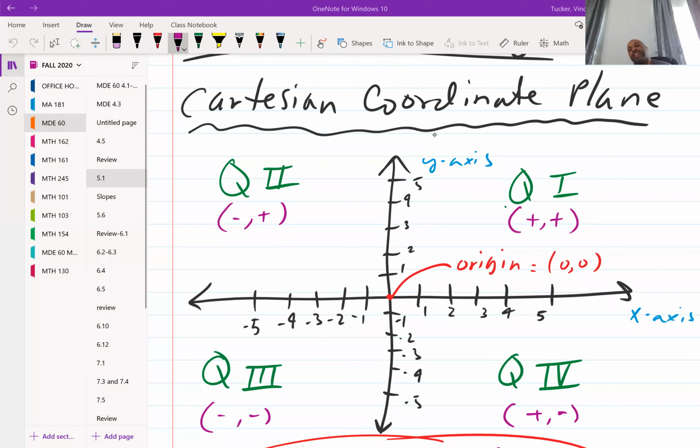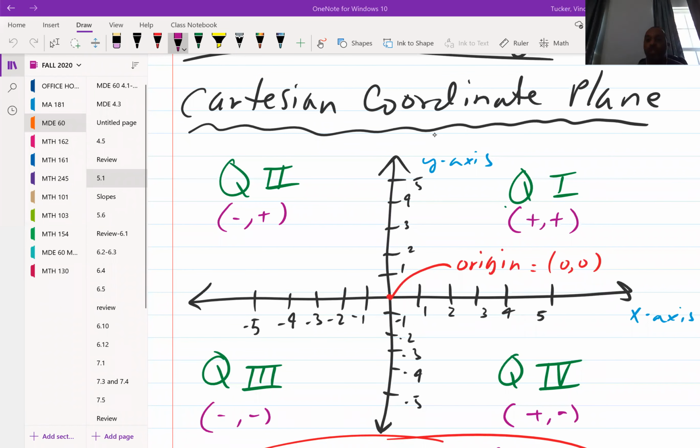To the right of your origin is positive values. To the left of your origin, negative values. Above your origin, positive. Below your origin, negative. It splits up into 4 quadrants going counterclockwise. Quadrant 1, 2, 3, and 4.